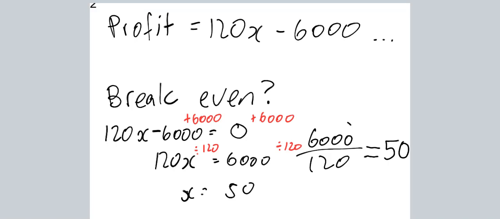It's like saying, well, 6,000 is what I've got. That's the startup costs, 120 per rabbit. So if I divide 6,000 by 120, that would give me 50. So that's how many I have to sell. So that's almost an intuitive approach, and there's nothing wrong with that.